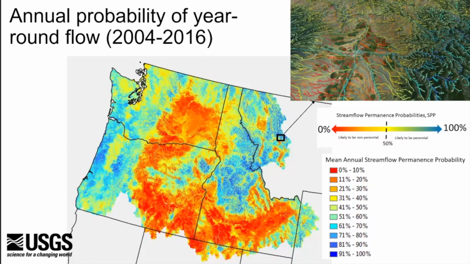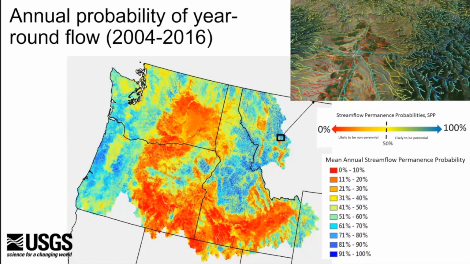So the spatial domain was the HUC 17, the hydrologic unit code 17 Pacific Northwest region. So it's all of Washington, most of Oregon, most of Idaho, a little bit of Western Montana. And it's raster data. It's at a 30-meter resolution. So when you zoom in, this is what that data look like.